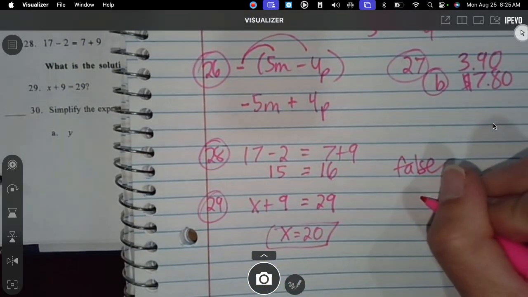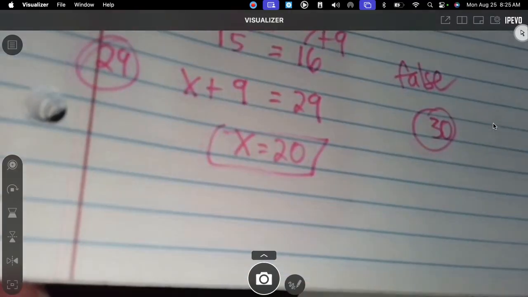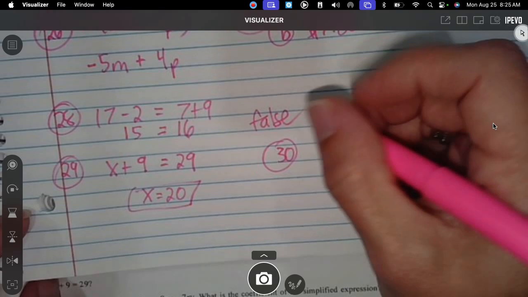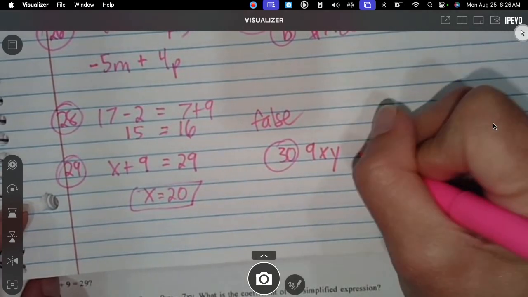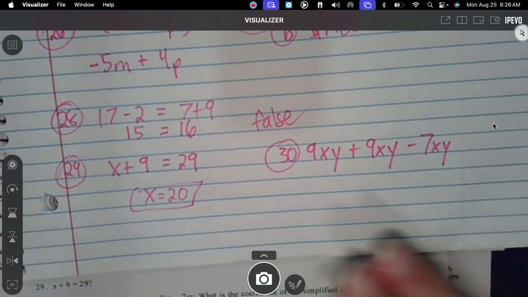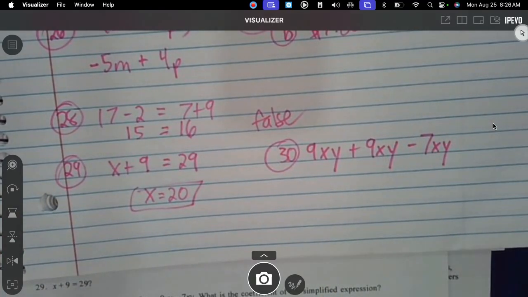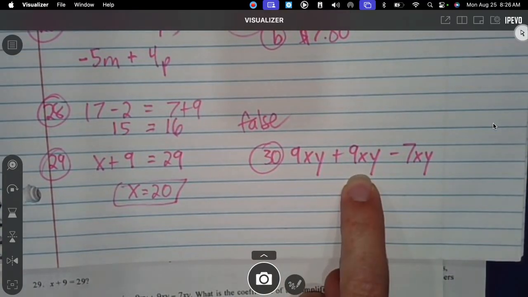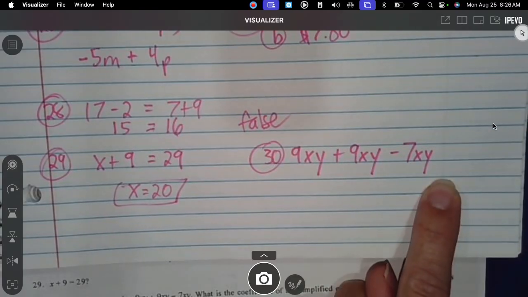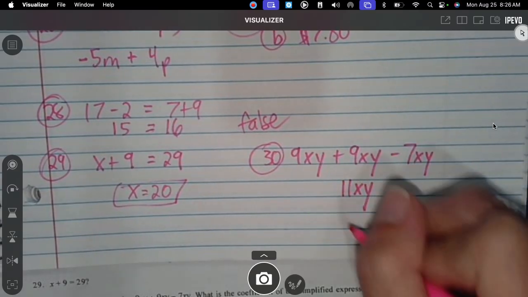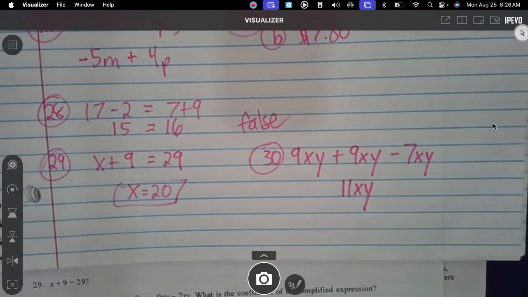Then number 30, it says simplify, and then it asks for a weird word. What's the coefficient? So I'll go over that. Let's see, we've got 9xy, another 9xy, and then a 7xy. All these match, don't they? They all have xy, xy, xy. So what is 9 plus 9 minus 7? Y'all got 11? Okay, 18 minus 7, that sounds right. 11xy.